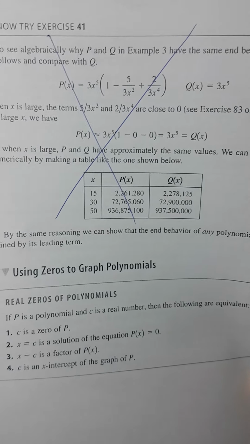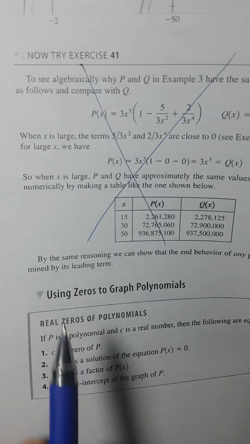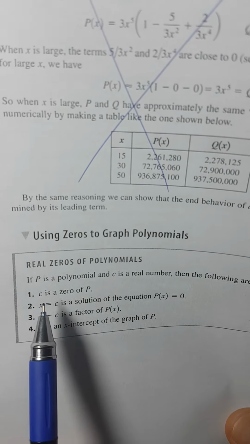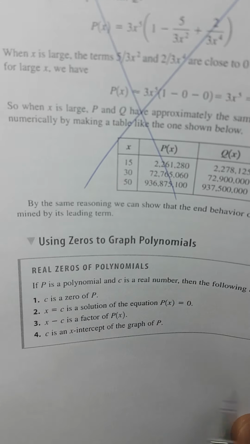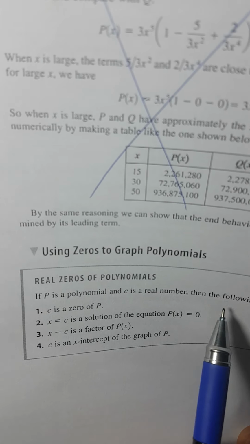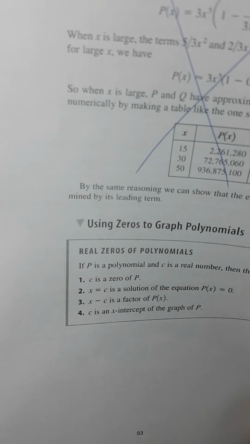On page 93, the important things here, forget about this one. Just focus on these things. Forget about this one, cancel this one. Just put your attention on this dialog box, or this rectangular box. It says, if P is a polynomial and C is a real number, then the following are equivalent. So we have 4 definitions that are equivalent.